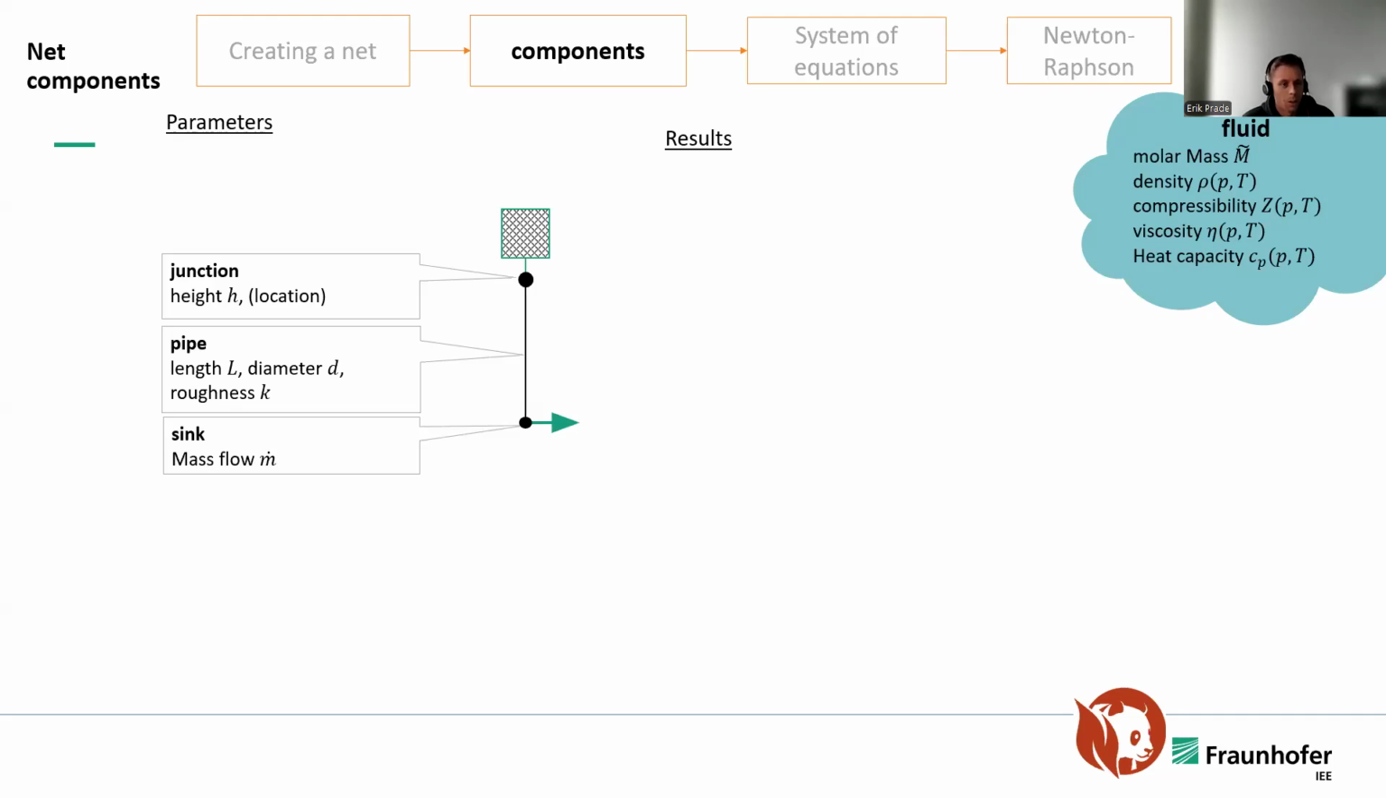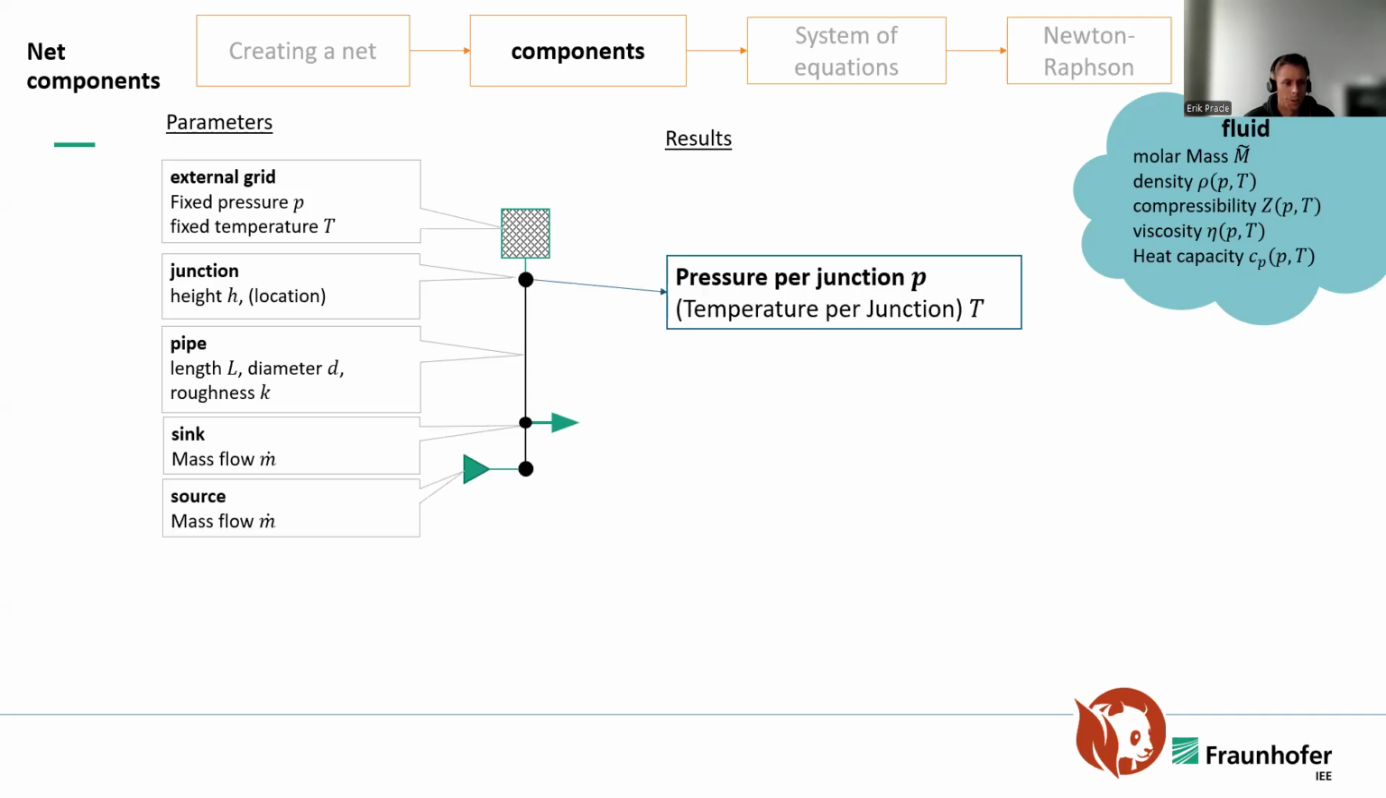Then, like I already mentioned, we have to define boundary conditions. In this case, we have the external grid, which provides fixed values as a slack node, and the sink, which manipulates the mass in the system. In this case, it takes it out. Or we have a source which, in this case, feeds mass into the system.